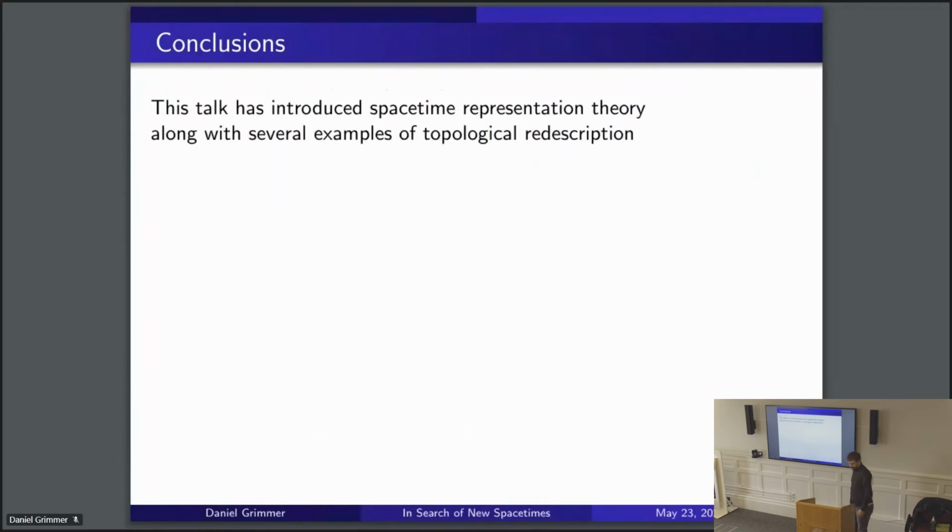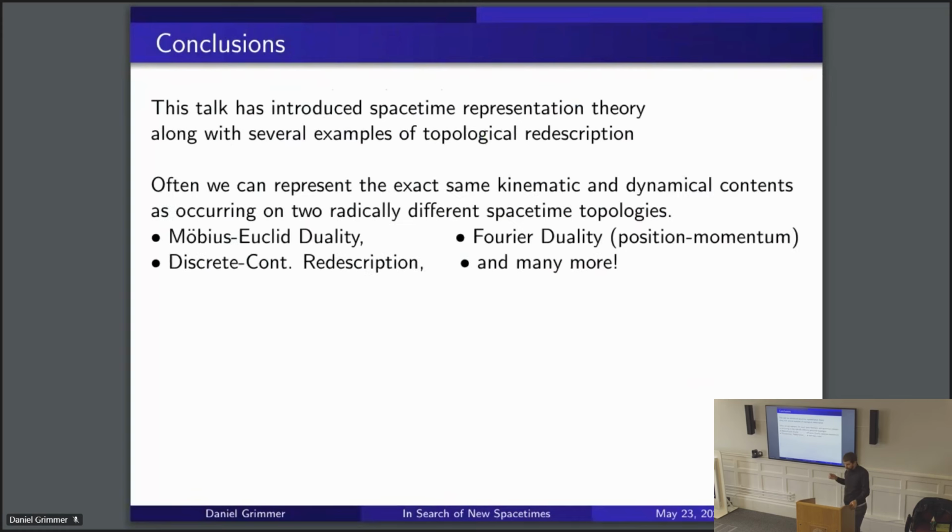Okay, I'll wrap up quickly with some conclusions. I've introduced a kind of space-time representation theory about taking the structure of our theories at a kinematic level and representing that as about different kinds of space-time, about different kinds of functions and particle trajectories on different kinds of spacetimes. I showed some examples to show how wide this catalog of topological redescriptions is. We had the Mobius-Euclid duality, this Fourier position-momentum duality, this discrete to continuous representation, the dimensional reduction example I showed earlier, and Enrique's example about the double torus and the double pendulum.